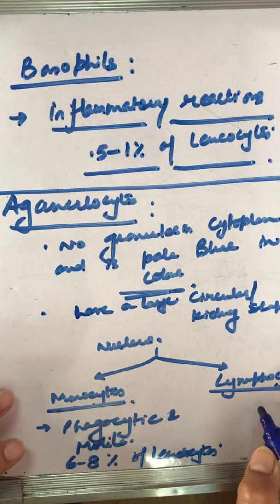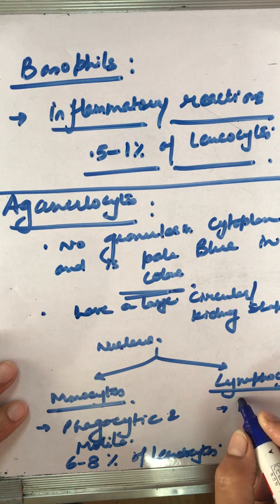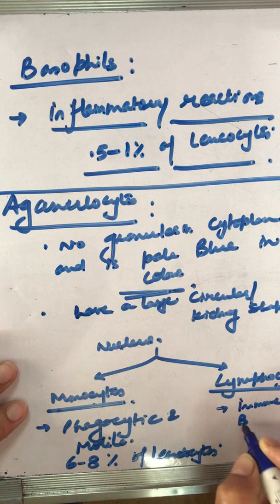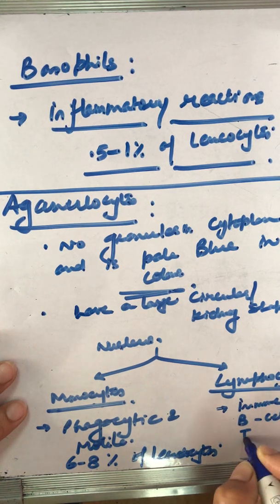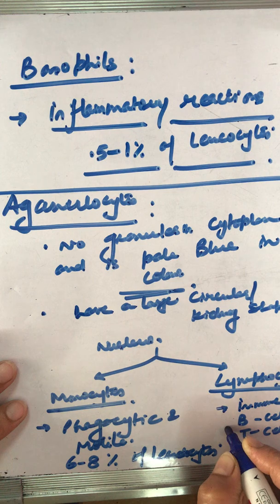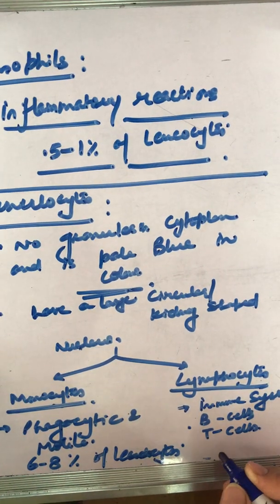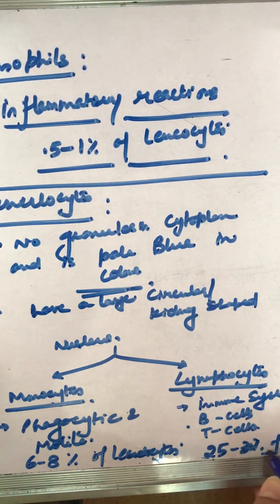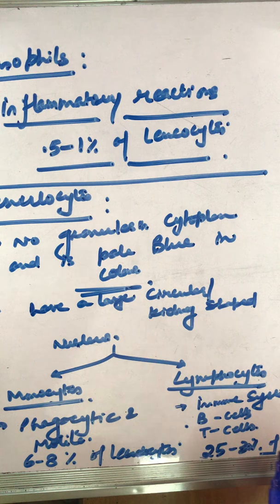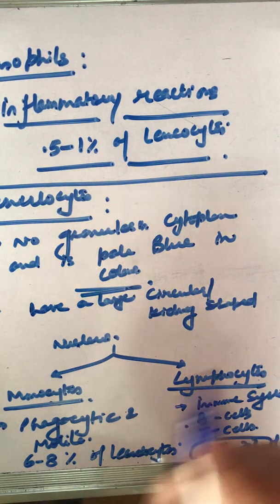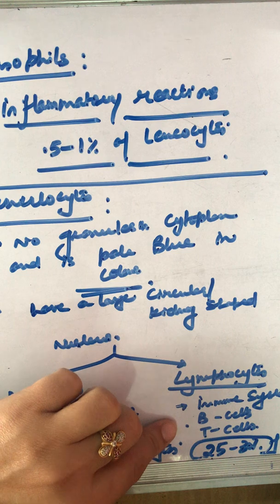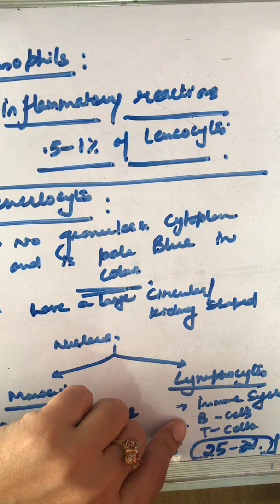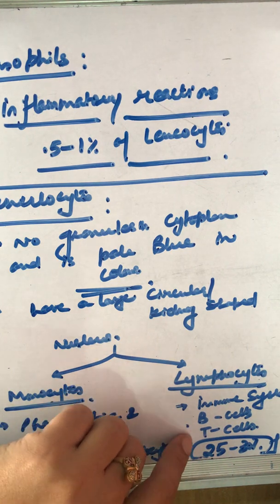Then lymphocytes. They play a major role in the immune system of the body. They are of two types, B cells and T cells. B lymphocytes and T lymphocytes. Clear? They are about 25 to 30% of leukocytes. Their number is 25 to 30%. When we talk about this B and T lymphocytes, B is antibody mediated and T is cell mediated immune response.